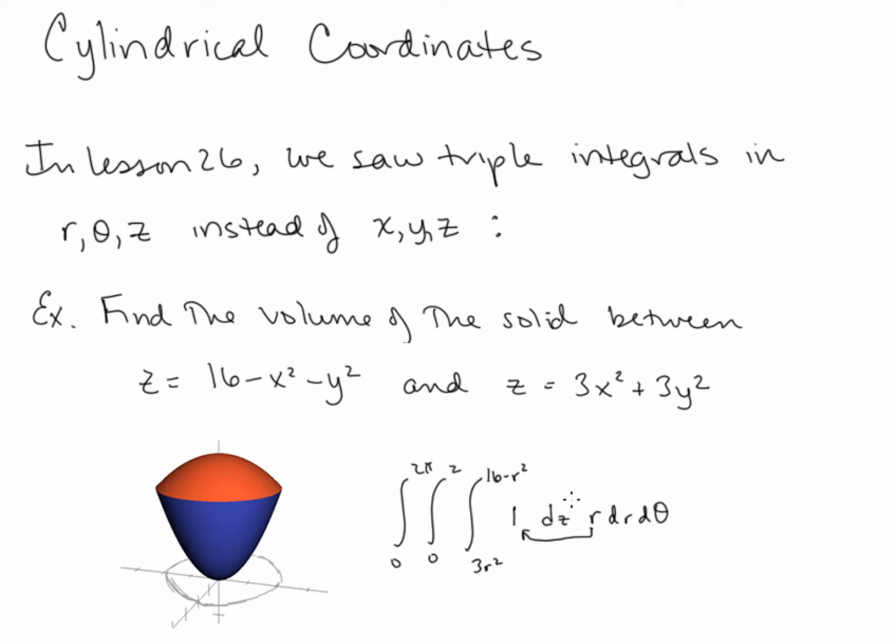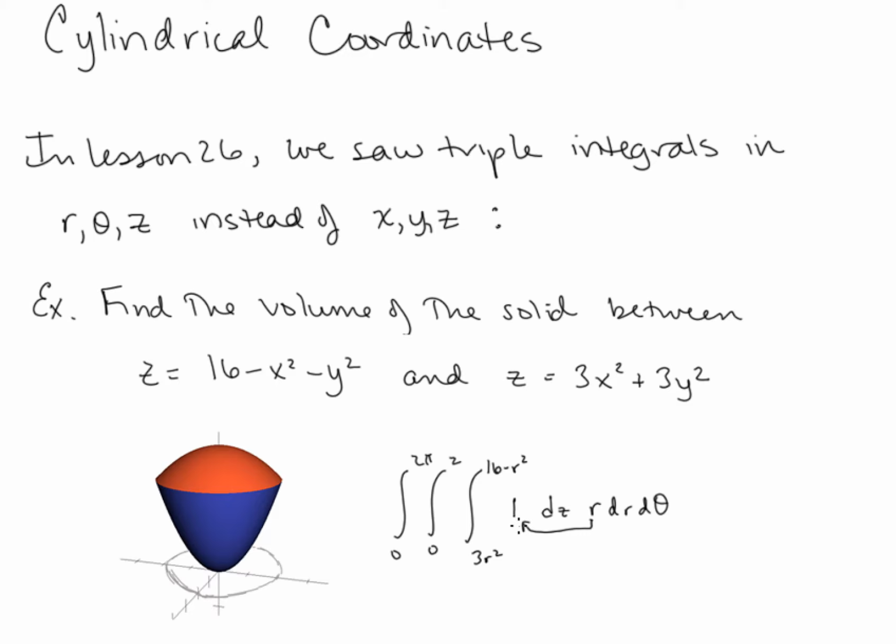So for example, we had: find the volume of the solid between z equals 16 minus x squared minus y squared and z equals 3x squared plus 3y squared. We realized that after we described the bounds on z, we had 3x squared plus 3y squared down here and 16 minus x squared minus y squared here. We realized that the circular domain would be most easily described in polar coordinates. So instead of using x and y, we chose to use r and theta to describe that two-dimensional domain. So we had dz, and then instead of dx and dy, we had r dr d theta. So we bring that r in, and now we've got a triple integral in r, theta, and z.